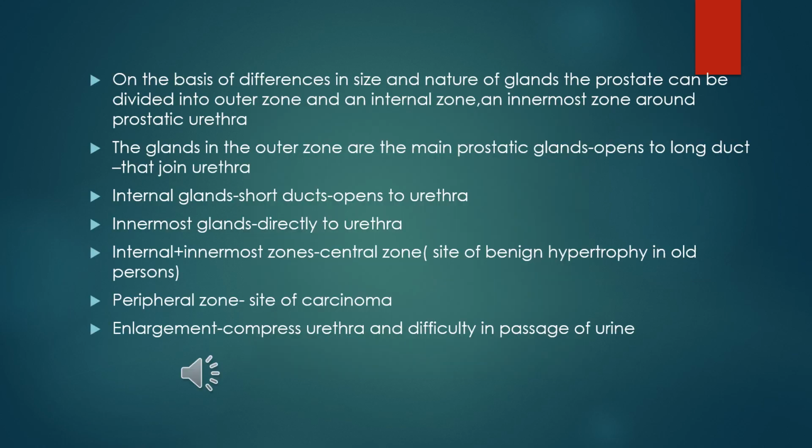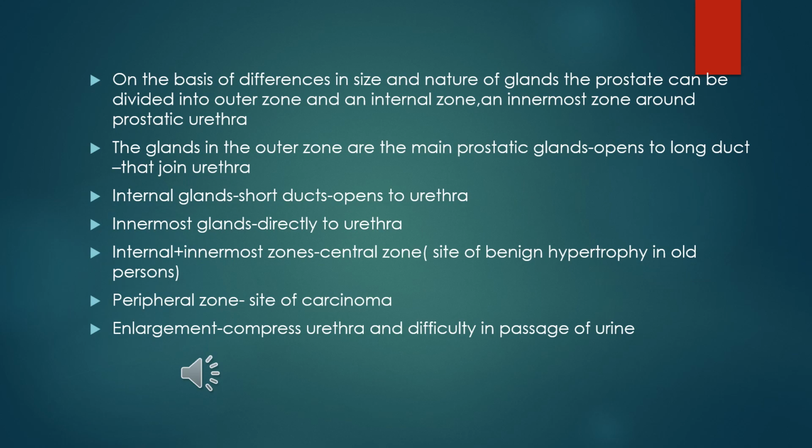On the basis of the differences in the size and nature of the gland, the prostate can be divided into the outer zone, internal zone, and innermost zone that is around the prostatic urethra. The glands in the outer zone are the main prostatic glands. They open into the long ducts that later join the urethra. Internal glands have short ducts. They also open to the urethra. Innermost glands open directly into the prostatic urethra.